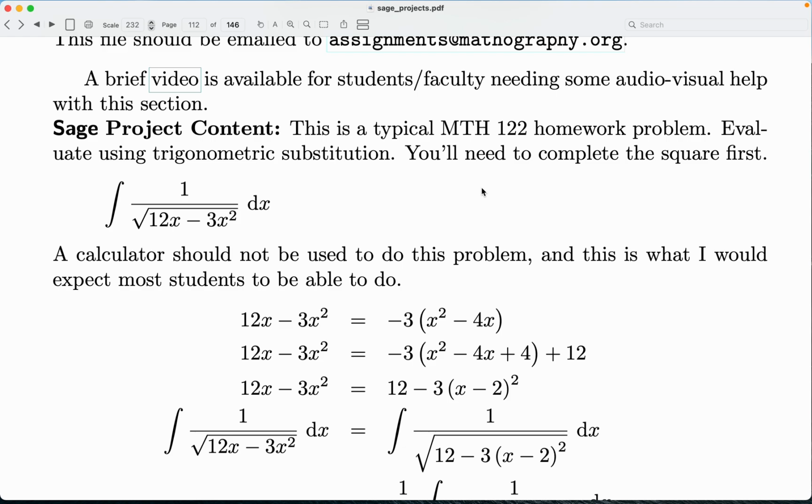But in Math 122, you were given problems like this, and you were asked to evaluate it by using what's called a trigonometric substitution. It goes on to say, and I would typically tell students this, you'll need to complete the square first. A calculator should not be used to do the problem. And this is what I would expect most students to be able to do.